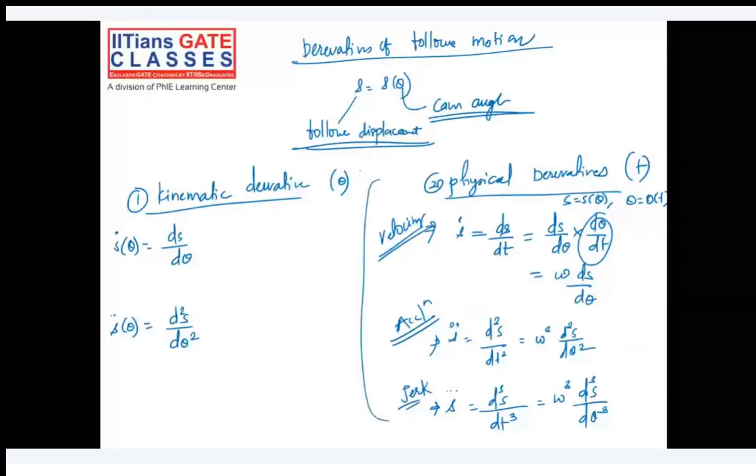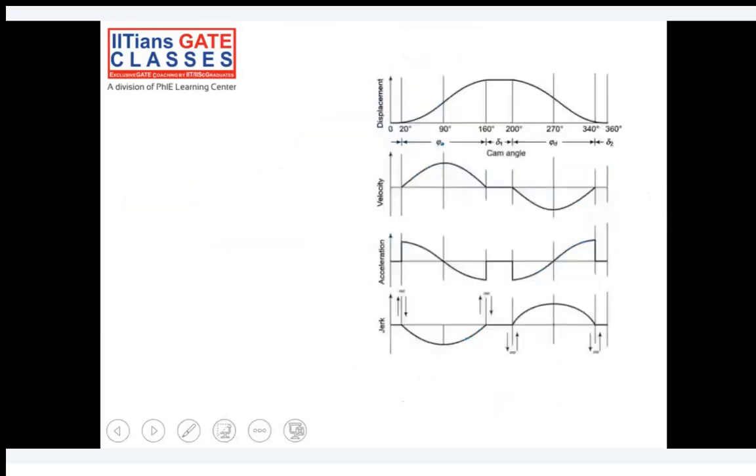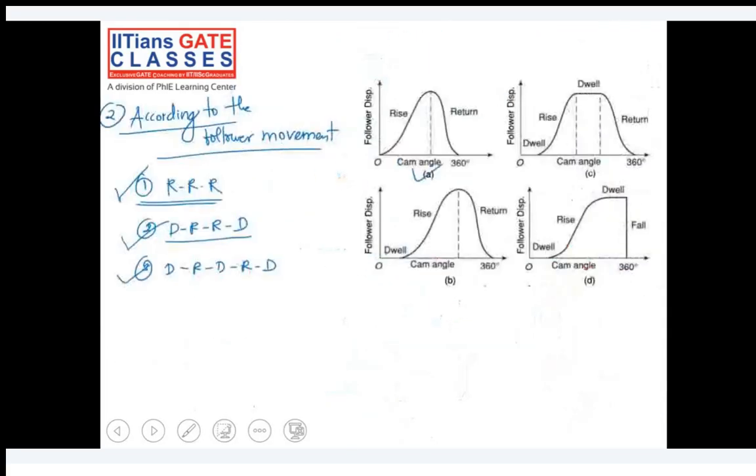Coming towards the kinematic derivatives, we are taking derivatives with respect to theta. ds by d theta represents the steepness of the displacement curve. It will represent the steepness of the displacement curve at each point of the cam angle. So how steep is your curve with respect to theta? Maybe I'll go back to the slides which we have studied before. You can clearly see here it's more steep, here it is less steep. For a different cam angle we have follower displacement, but here steepness is different, here slope is different. So basically it is giving us the slope, correct?